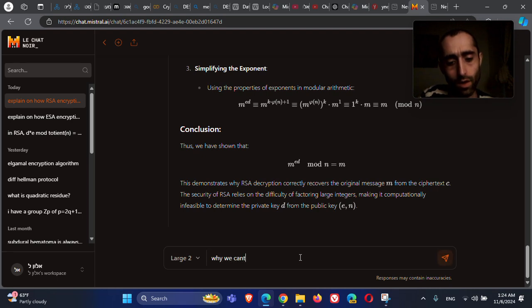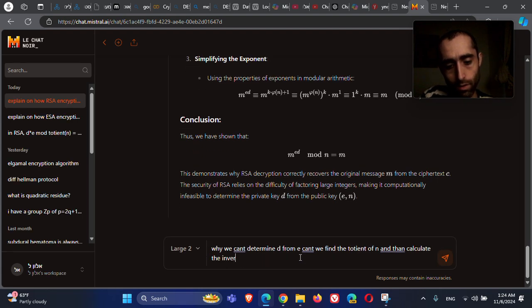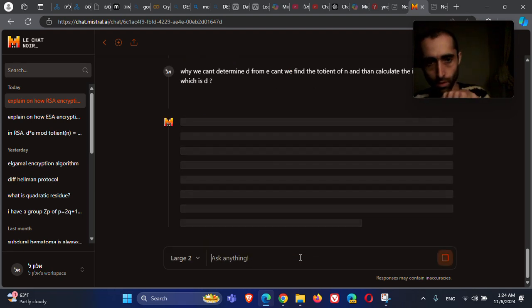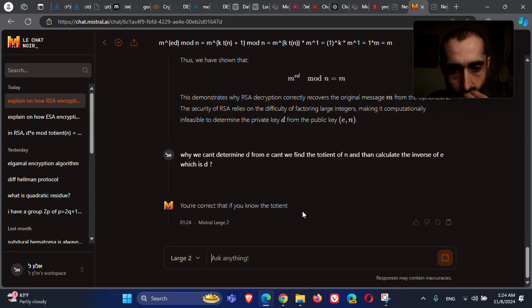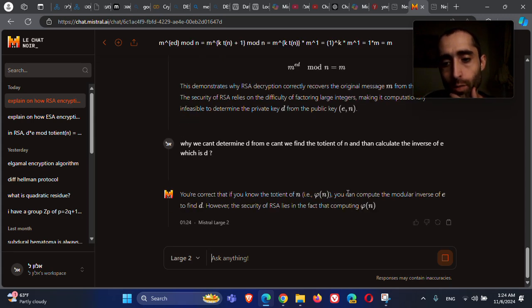Now let's ask why we can't determine D from E. Can't we find the totient of n, and then calculate the inverse of E, which is D? If we know the totient, you can compute the modular inverse.